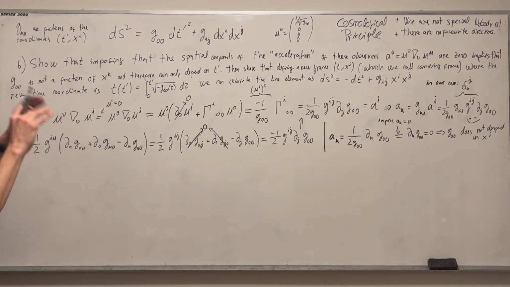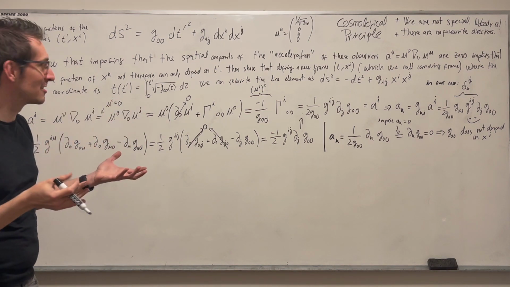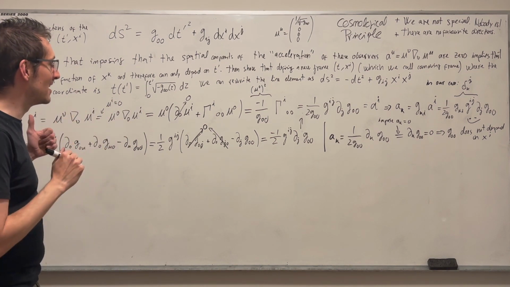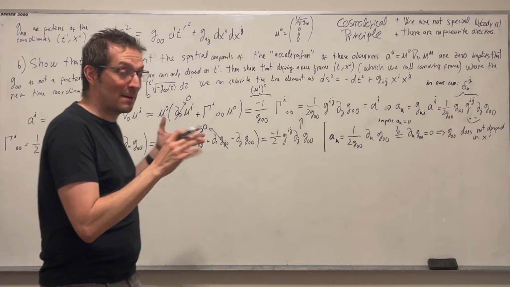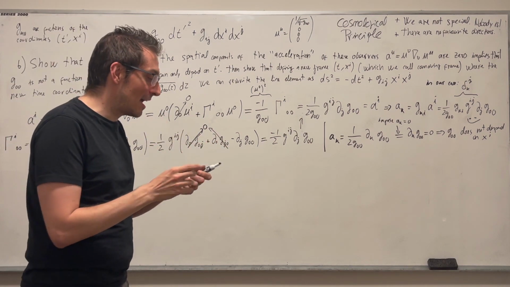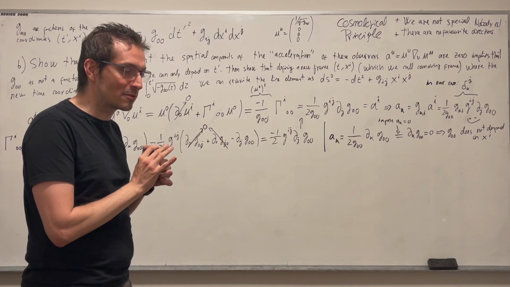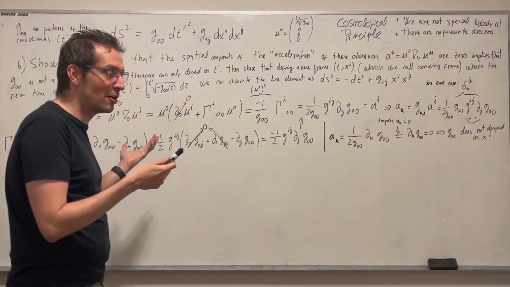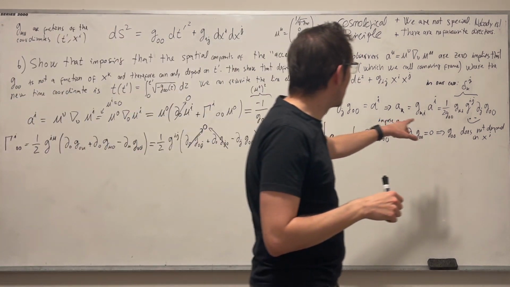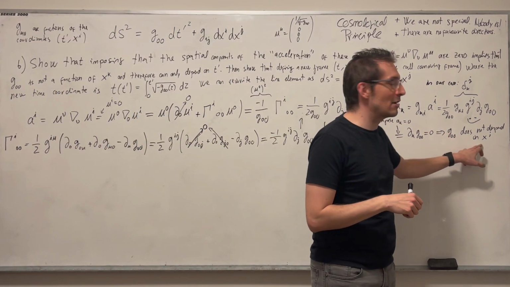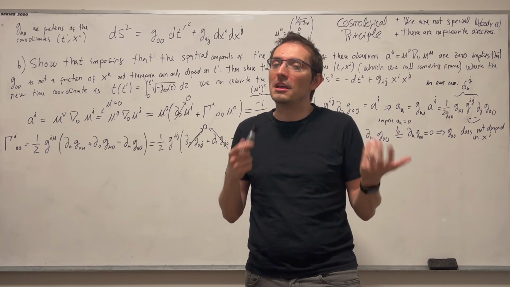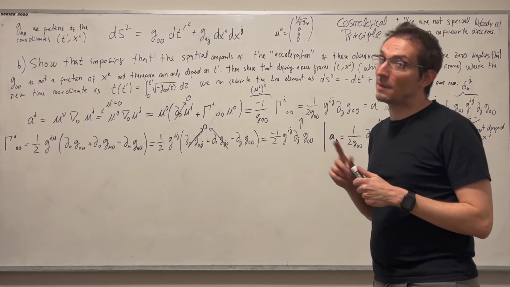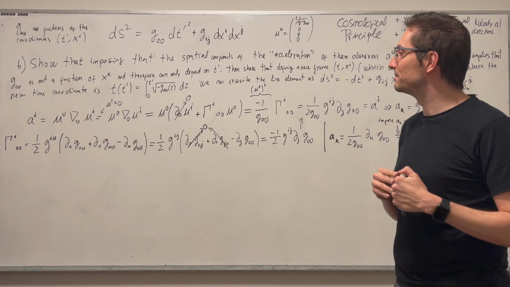All right, so recapping, demanding that the spatial components of the acceleration of these observers are 0. Then we found that, demanding that because that's isotropy, right? The spatial components of the acceleration of those observers cannot exist, cannot point to a direction in space. So demanding that they are 0, we found that the G00 component of the metric cannot depend on x^i. It will only be a function of t', cannot depend on the spatial coordinates.